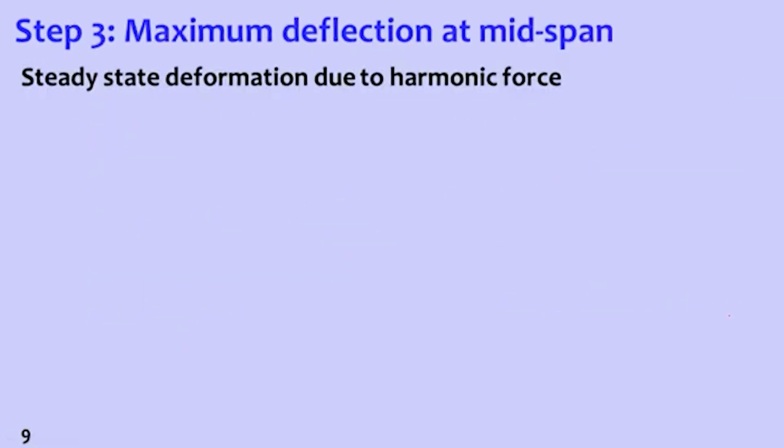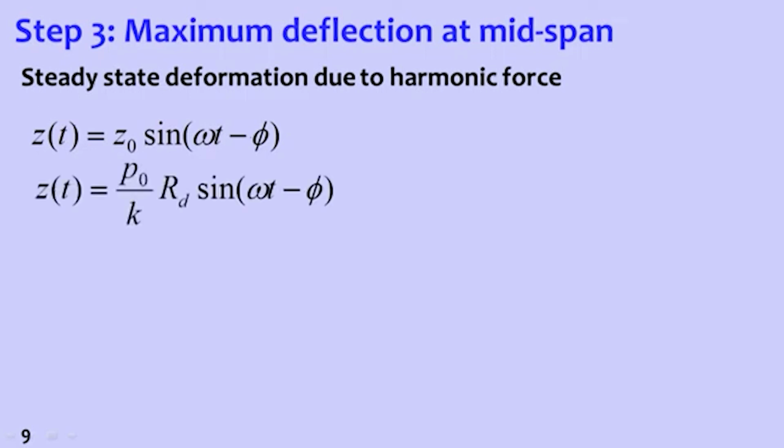Now the maximum deflection at midpoint. For that let us look at the steady state deformation due to harmonic force. We have two displacements, the complementary function and the particular integral. We are more interested in the particular integral because this gives the maximum deflection. So Zt is equal to Z0 sin of omega t minus phi, with phase. Z0 is the amplitude, P naught by K RD, which we already know. You can refer to the lecture on single degree of freedom systems, maximum dynamic amplification factors.